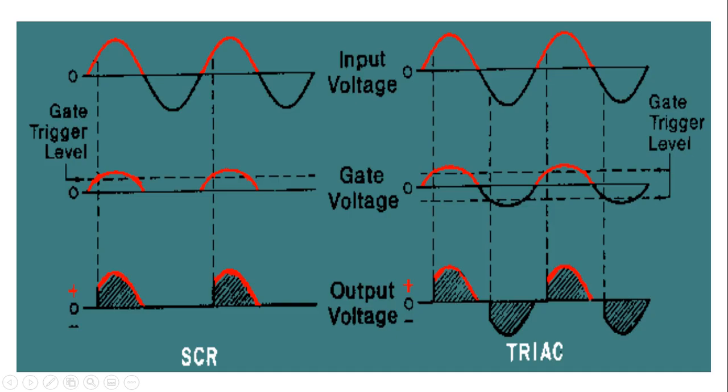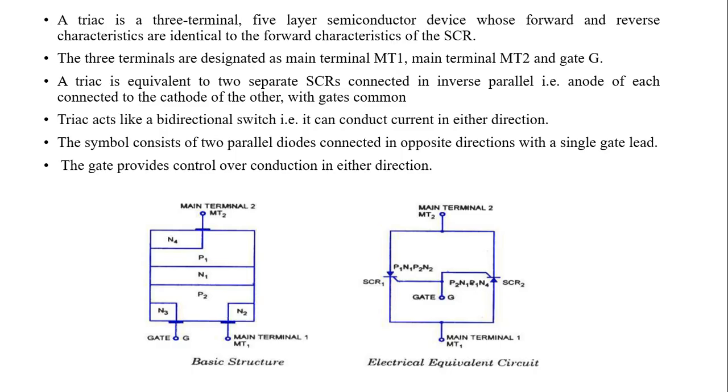For the SCR we can see it will conduct only for the positive half cycle, and in the negative half cycle it is in reverse bias, so it will not conduct. And in the second waveform we can see the output voltage of the TRIAC, so it will conduct in both the positive half cycle and the negative half cycle, since it is a bidirectional device.